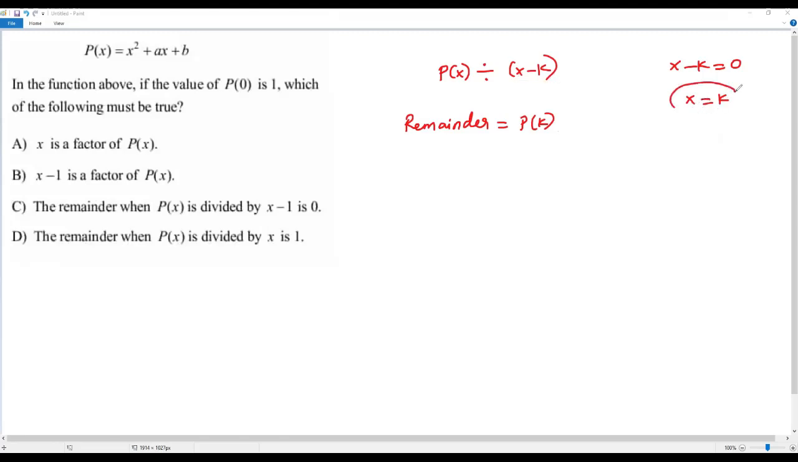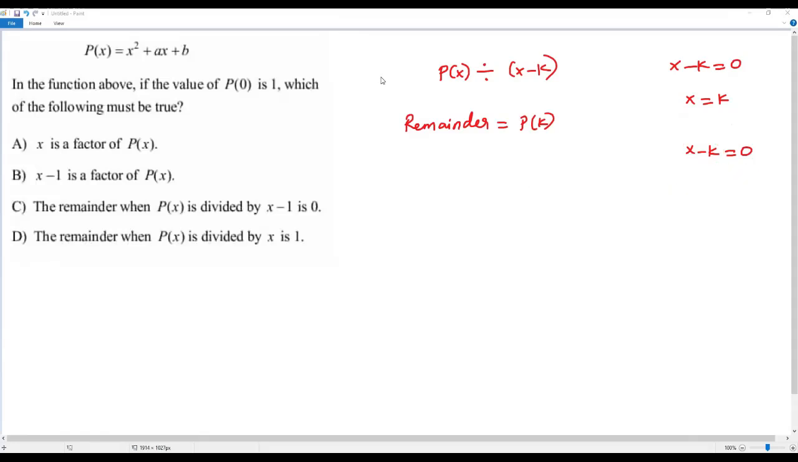So from this value of x, that is x equals k, if I want to get the divisor x minus k, what should I do over here? I have to make the right side 0. To make the right side 0, I have to subtract k from both sides. In that case, I am getting x minus k equals 0. Now the expression we have on the left side is the divisor. So what we have discussed over here is the remainder theorem of a polynomial function.